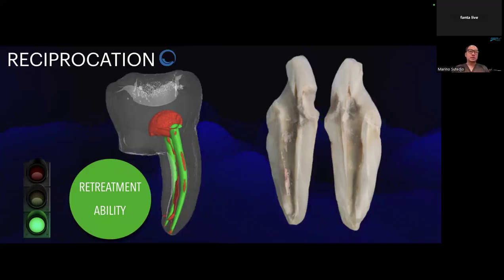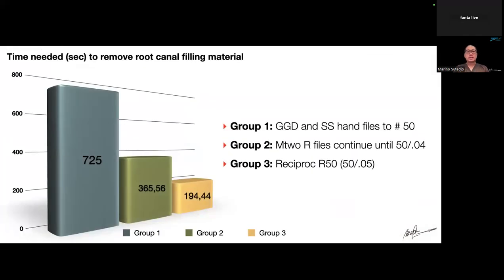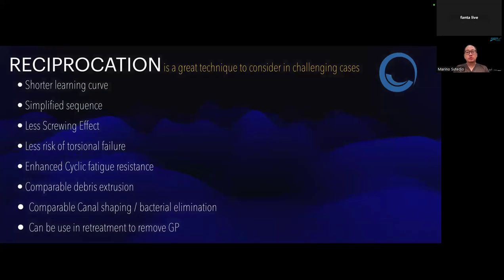Not to mention, these reciprocating motions also have a good ability to remove gutta-percha, as studied by Mario Zuolo in 2013. In that study, they compared three types of files: the stainless steel file, the M2 retreatment files, and the reciprocating motions to reduce the gutta-percha inside the root canal filling. You can see the time needed to remove it is much faster with the reciprocating motions compared to the others.